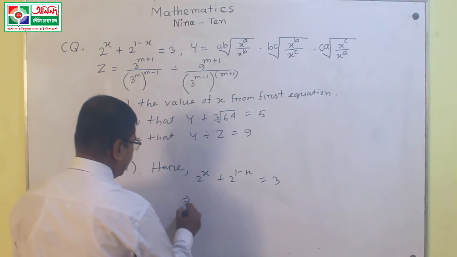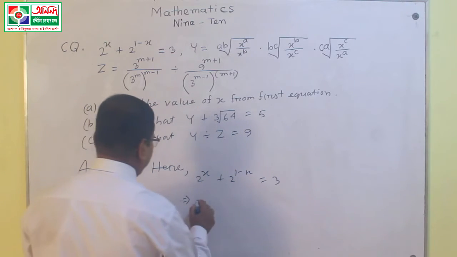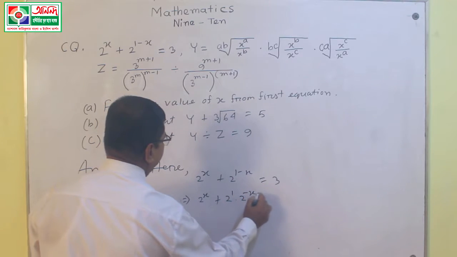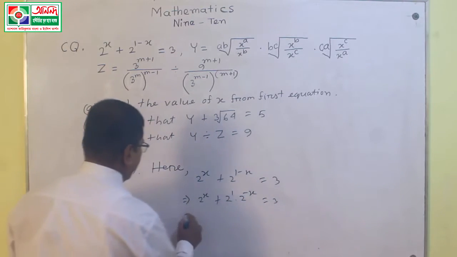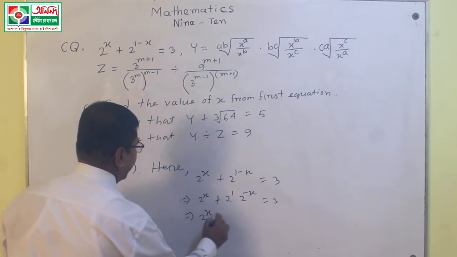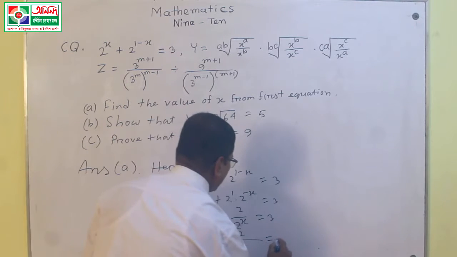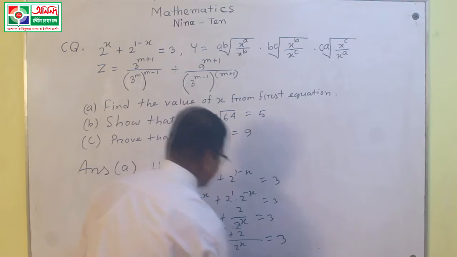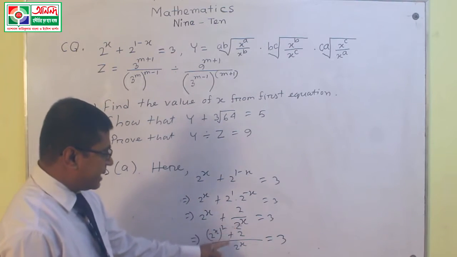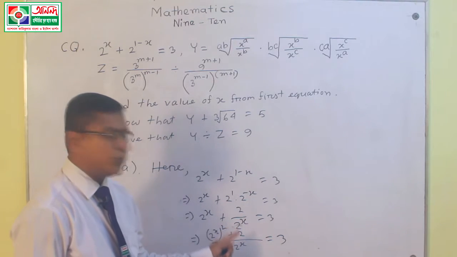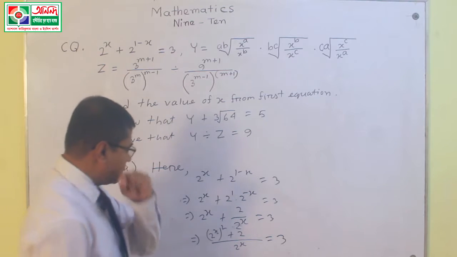So by the exponent rule we can write 2 to the power x plus 2 to the power 1 into 2 to the power minus x equal 3, and then you can write 2 to the power x plus 2 by 2 to the power x equal 3, because if we divide 2 to the power x by 2 to the power x then we get 1, and if we multiply 2 and 1 then we can write 2.